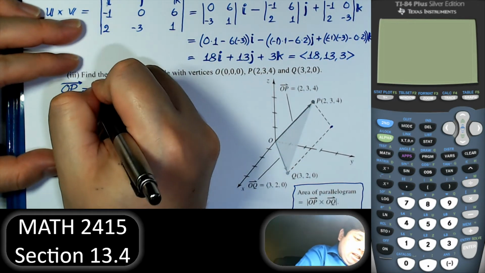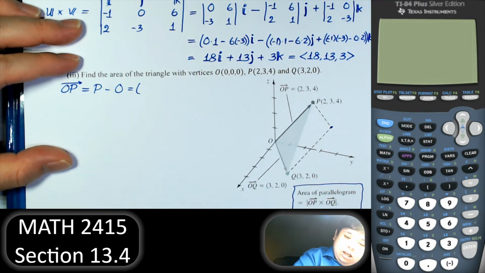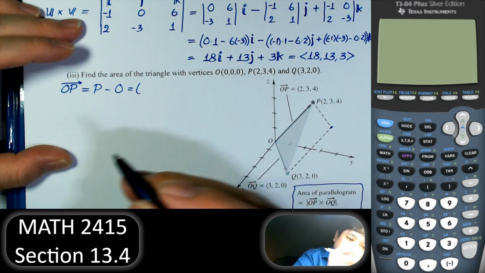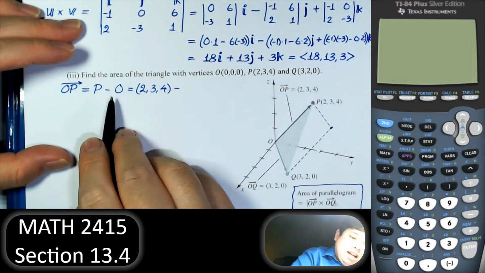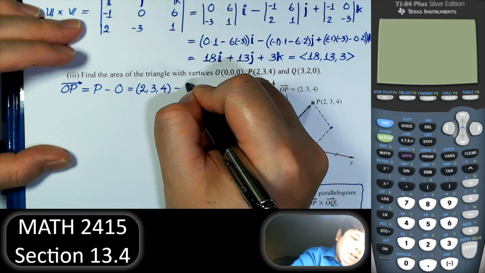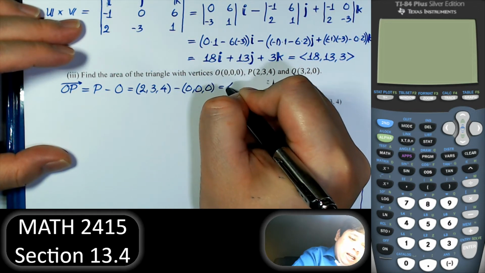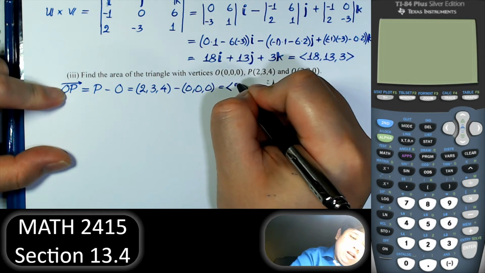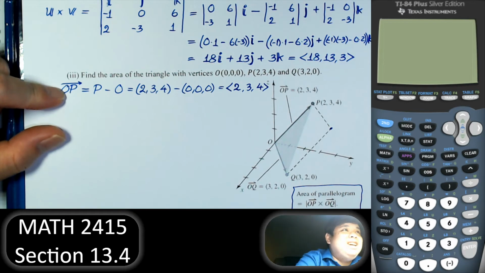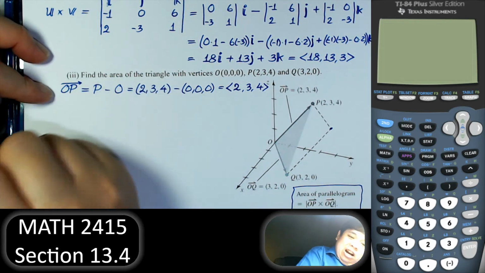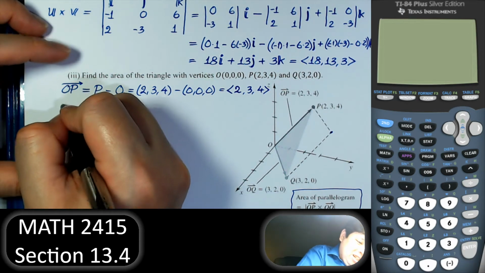OP is P minus O. P is 2, 3, 4. That is not 0, that is the point O, which is 0, 0, 0. Now when we write the final thing, we're going to put that in the vector notation with the bracket. At a high level, we just ignore it, we just write the parentheses on the way.